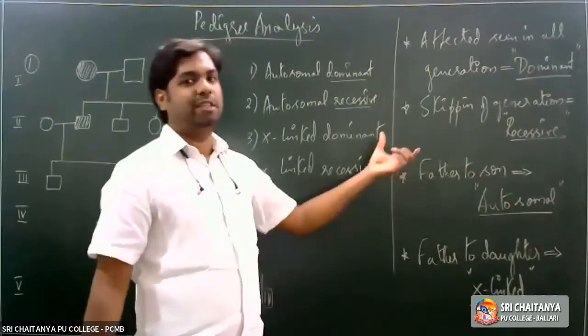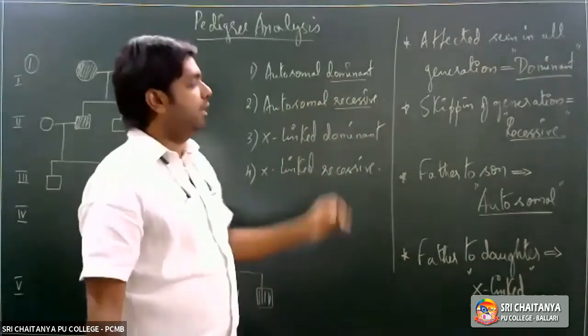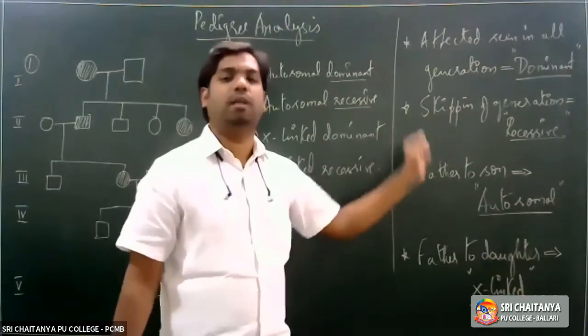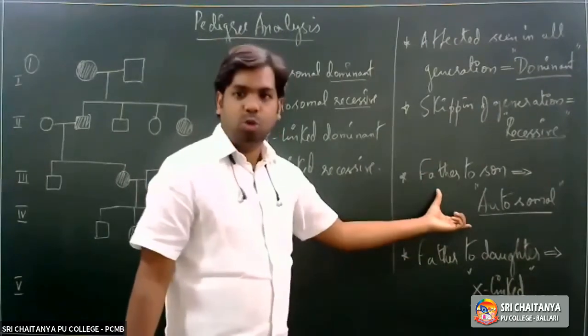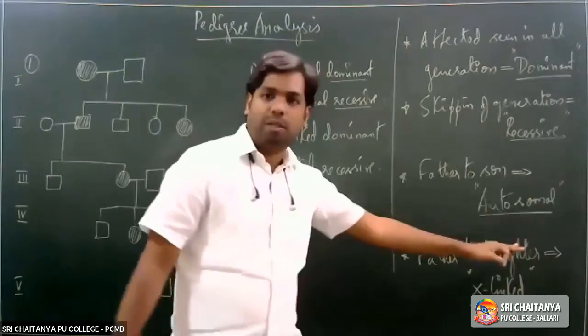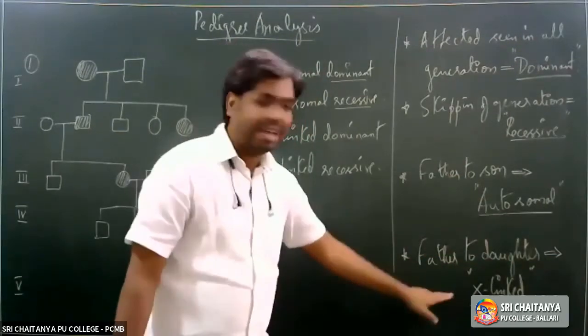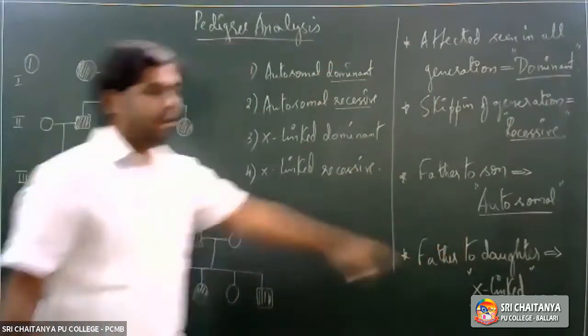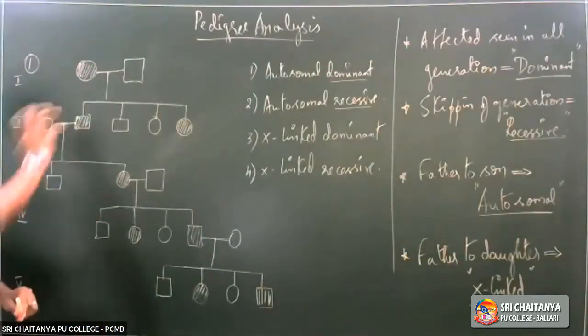How do we identify whether it is an autosomal disorder? If the trait is passed on from father to the son, then it would be an autosomal disorder. If the trait is passed on from father to the daughters, then it would be an X-linked disorder. So this is what we have. Now, keeping this in view, let us start interpreting this pedigree chart.